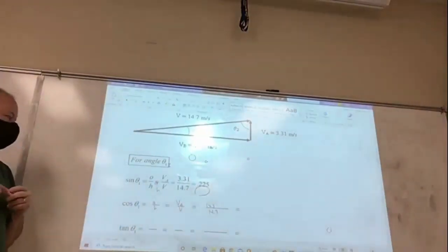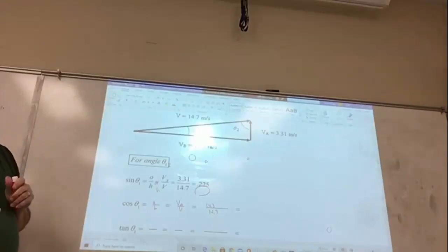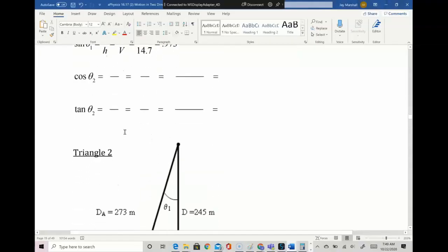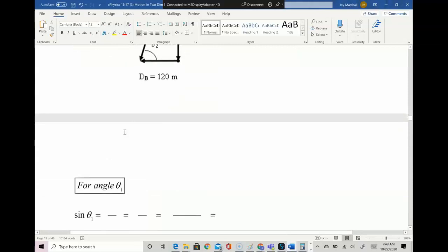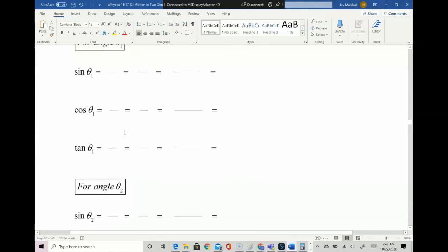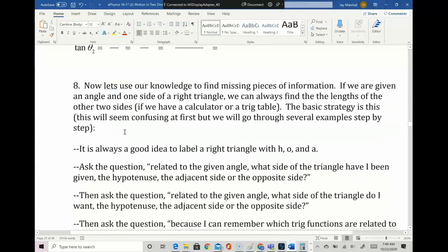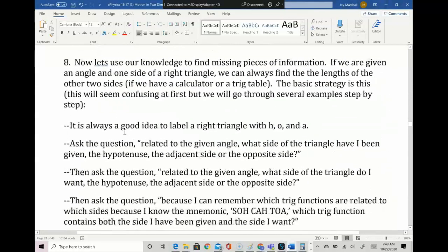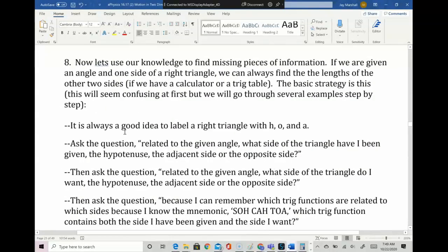But I want you to do this for triangle 1 and triangle 2 and triangle 3. I know that's a lot of stuff, but you have to be able to substitute labels in for the correct side of the right triangle. That's critical to our strategy.